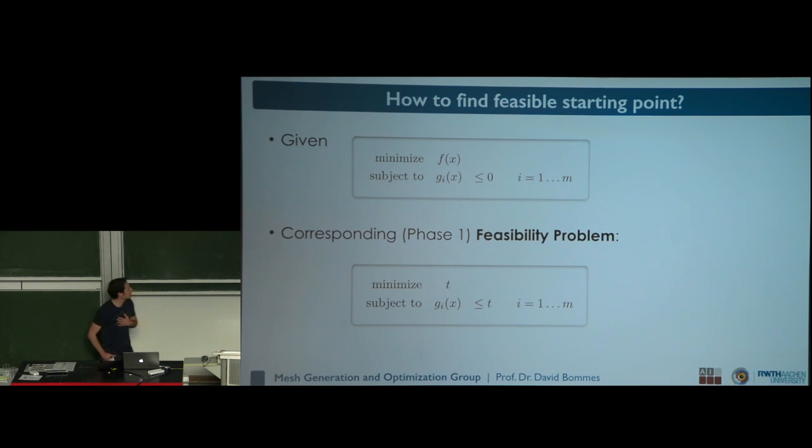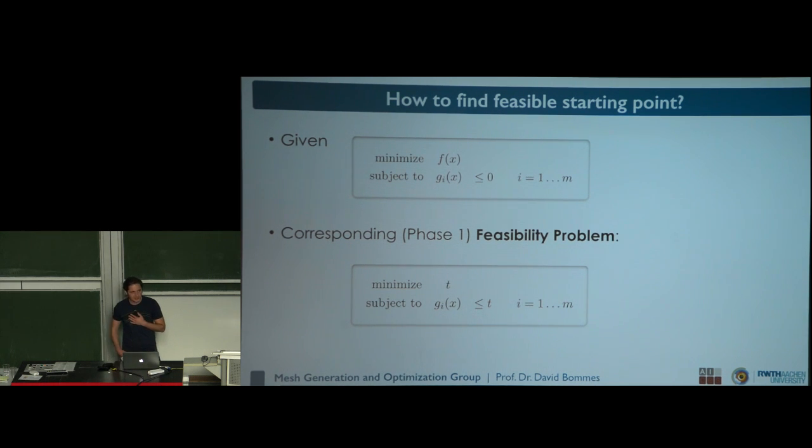So I just say, okay, I want to minimize the new variable t subject to g_i(x) less or equal than t. So what you can see is that from my original problem, I want t to be less or equal than 0, right? So if I minimize t, if I reach a point where t is 0, then I have an initial point for my problem that I started with.